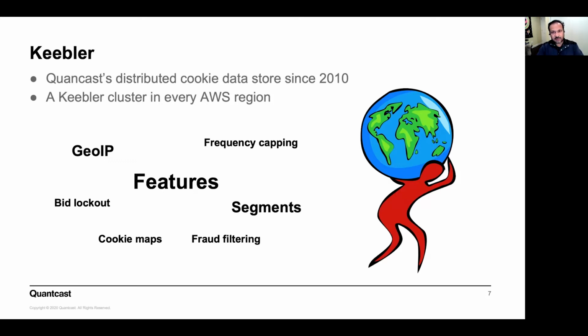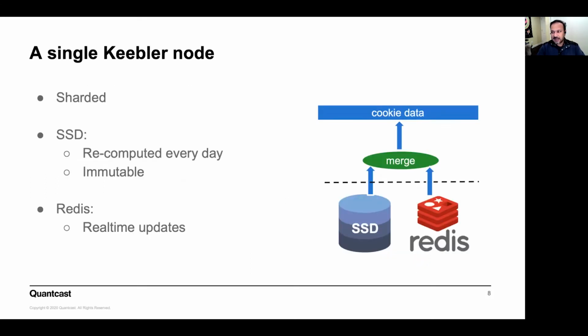I'll do a deep dive into what a single Keebler node looks like now. We have a lot of data and it cannot fit on one machine, so we have it partitioned across multiple nodes. There are two parts to a cookie data. One is the immutable cookie data that we store on SSD disks, and this is computed and refreshed every day. The other part is the real-time updates that come in for a cookie, and this is stored in the Redis database.